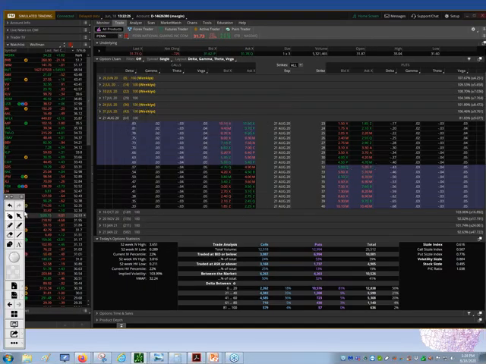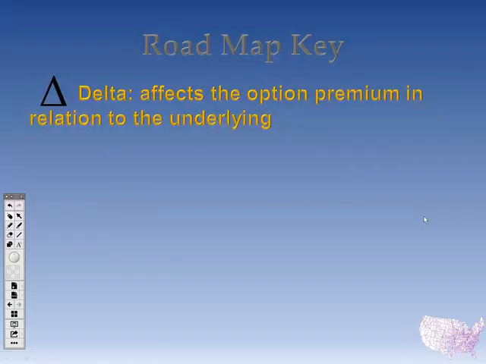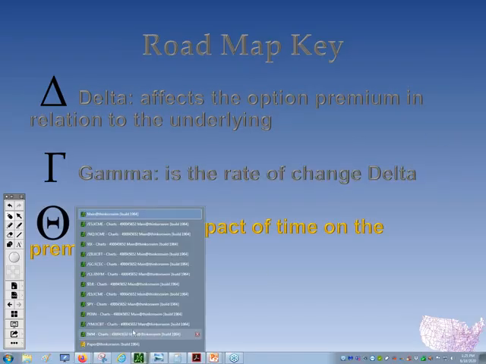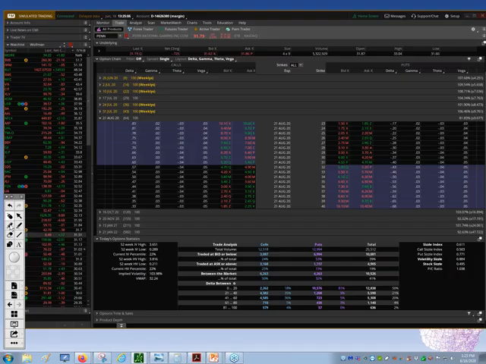Then we go over to our next Greek, which is going to be gamma. Now, gamma is the rate of change to delta. So this tells us what happens to our premiums on the second dollar increase. So if I can pull back up my platform again, we'll take a look at what the gamma is on these.